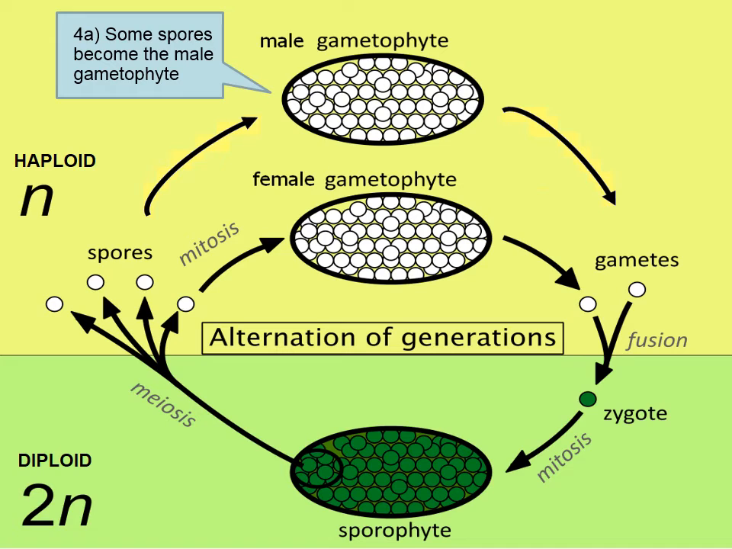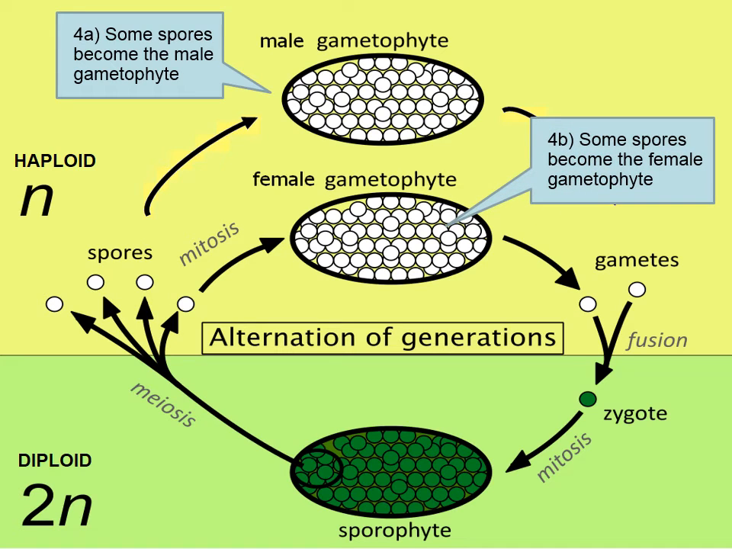So some spores, when they land on the ground, will grow into the male gametophyte, as I just mentioned. And other spores, when they land on the ground, will grow into the female gametophyte. Now, in the word gametophyte, there's a prefix for the word gamete. And so the male gametophyte will create the male gamete, which is called sperm. The female gametophyte will create the female gamete, which is called an egg.